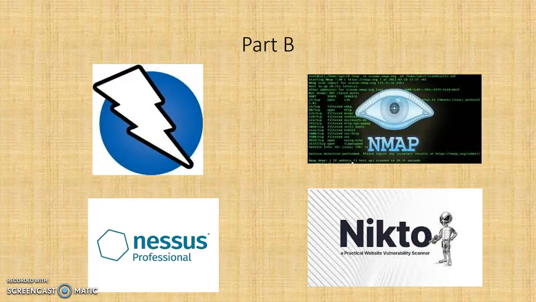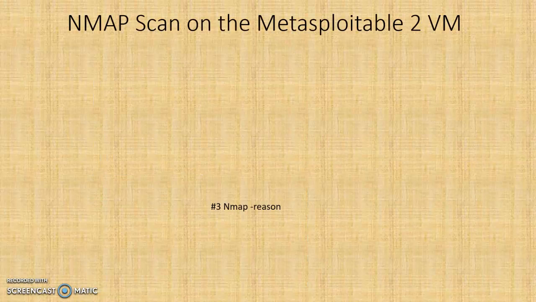The next part is Part B. In Part B, I perform web vulnerability scans with different web vulnerability scanners such as Nikto, Nessus, OWASP ZAP, and Nmap. To perform a vulnerability scan using Nmap, you type nmap -sV -O 192.168.56.101.